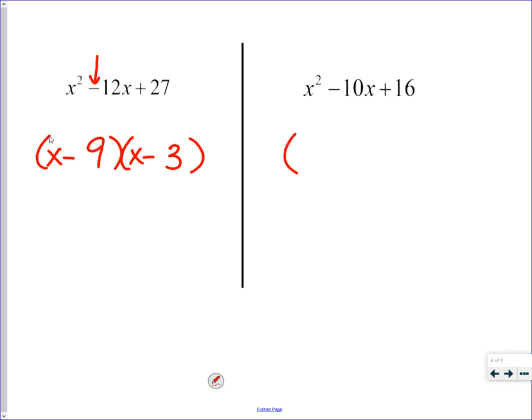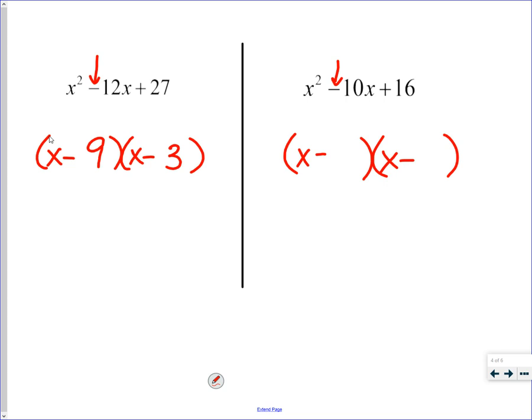Here, this tells me again, this is going to be a minus and a minus. Notice how I'm building the problem every time. Start with your 2 sets of parentheses. Get your x's in there. Get your signs in there. Now I worry about the puzzle.